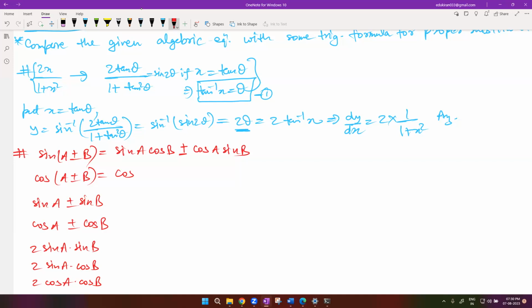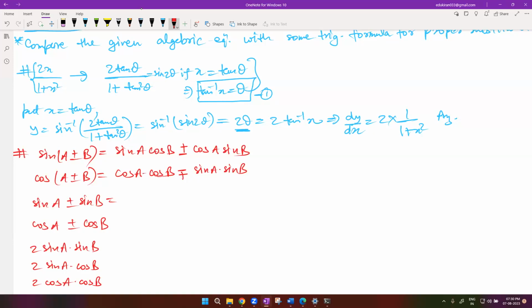But in case of cos, only one expression will be involved. So if you're using plus here, then you will be using minus here. And if you're using minus here, then you will be using plus here. The signs will be different. So if you are writing cos a plus b, then it will be cos a cos b minus sin a sin b. And if you're writing cos of a minus b, then it will be cos a cos b plus sin a sin b. Right?